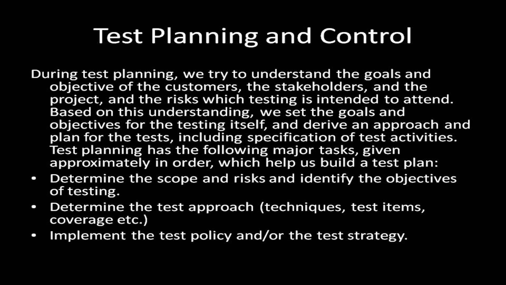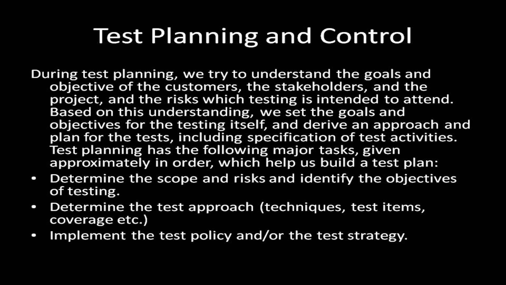To help us, we may have organization or program test policies, and a test strategy. Test policy gives rules for testing, e.g., we always review the design documents. Test strategy is the overall high-level approach, e.g., system testing is carried out by an independent team reporting to the program quality manager. Test planning has the following major tasks, given approximately in order, which help us build a test plan, determine the scope and risks, and identify the objectives of testing.